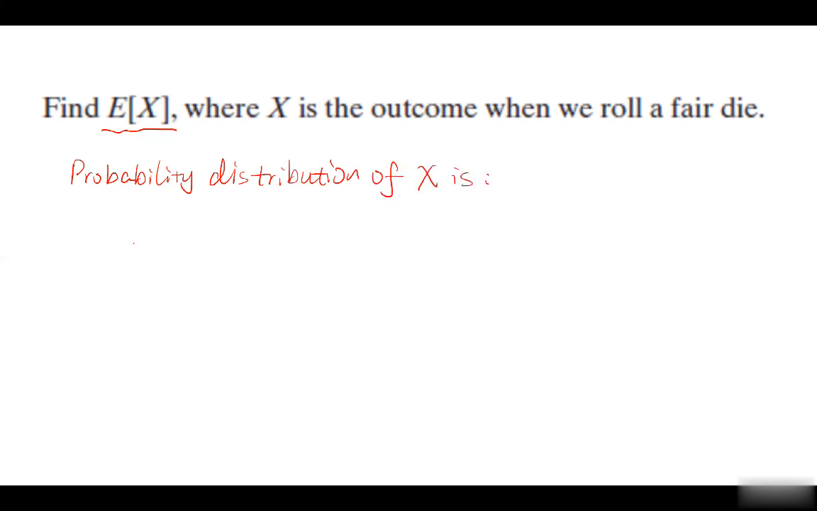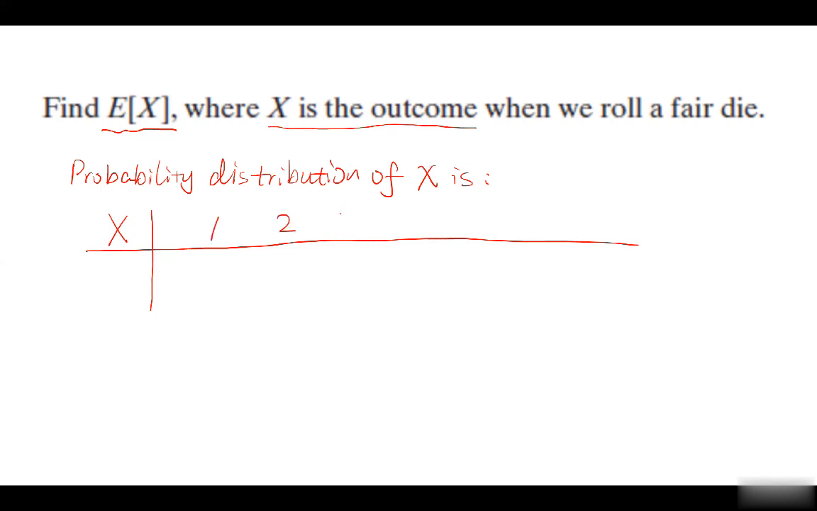When you roll a fair die, what are the possible outcomes? Because X is the outcome, right? So what are the outcomes? Outcomes can be 1, 2, 3, 4, 5, or 6, right? So what are the corresponding probabilities? What is the probability that X is 1?